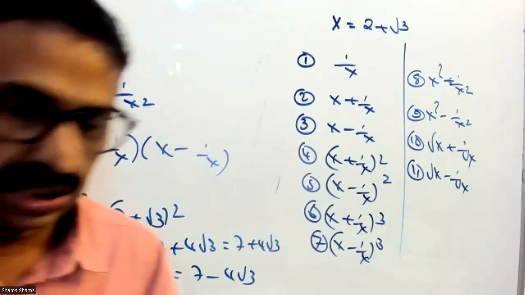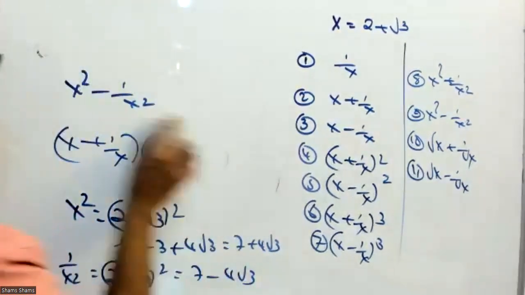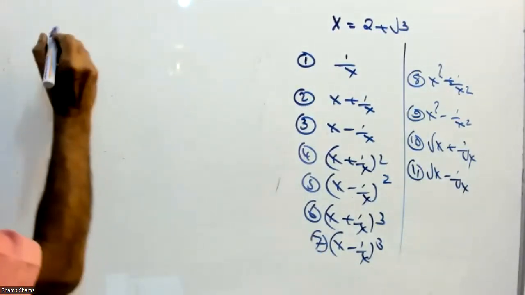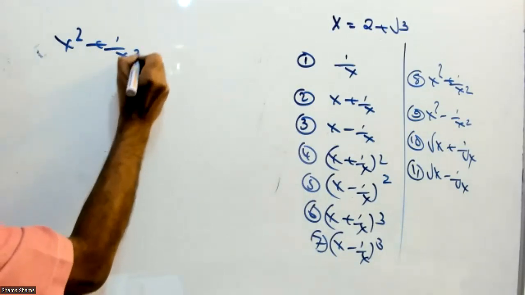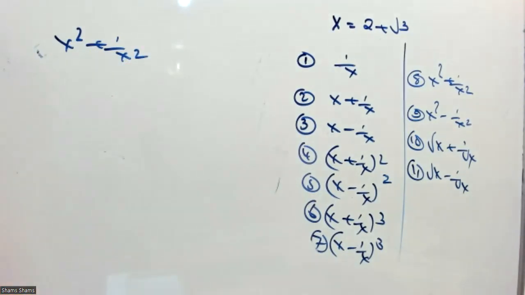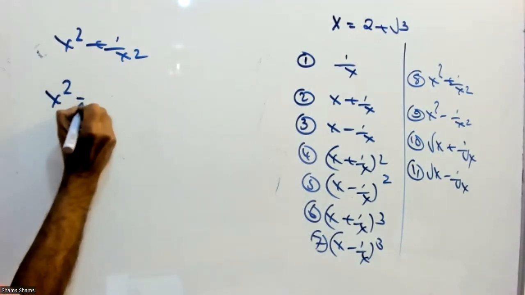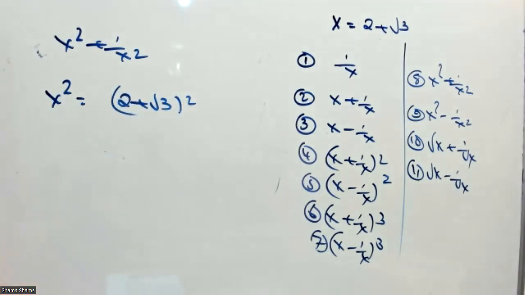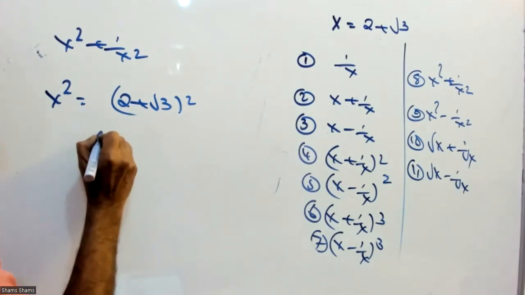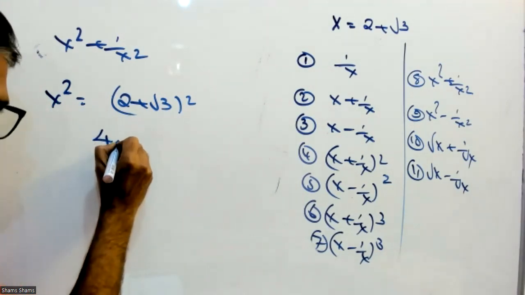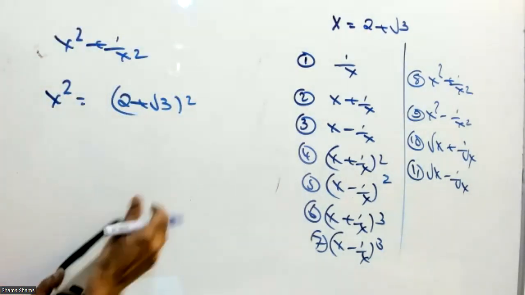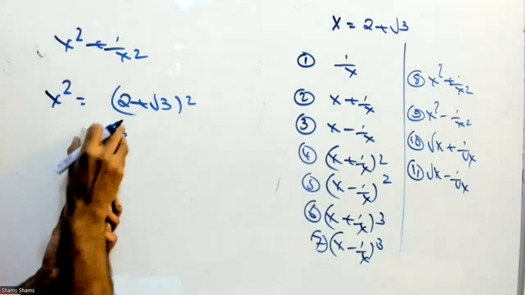Look, listen now. Even the previous question, another method I'll tell you. Previous question: x square plus 1 by x square. Maybe you forgot the formula. If you remember it, that is best. Otherwise you can find x square separately. X square is 2 plus root 3 all square. That means 4, 3, directly writing. Maybe you have a doubt about why 4 and 3. If you are smart, you can directly write it. There's no issue.